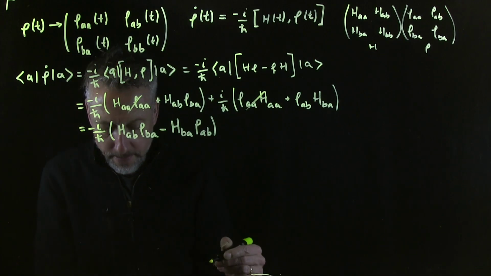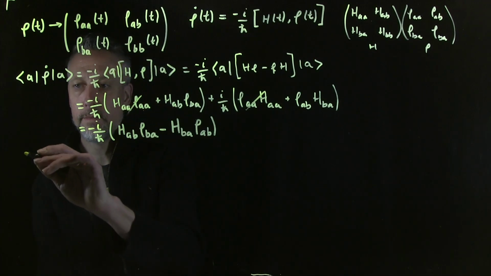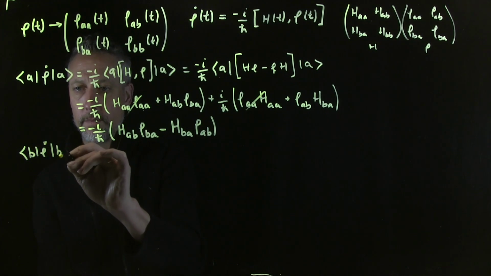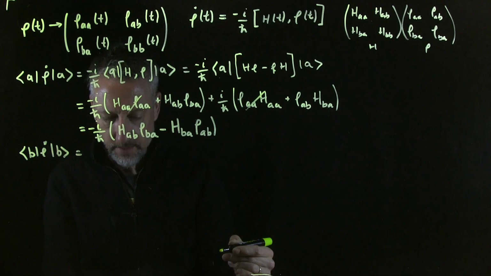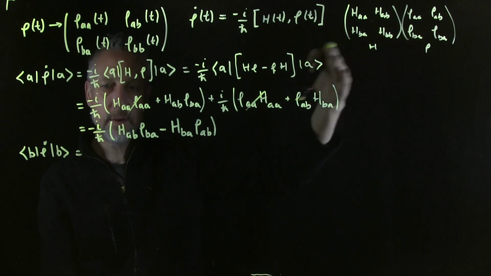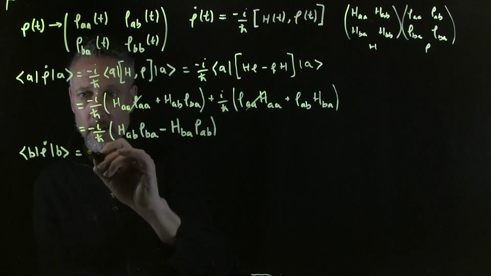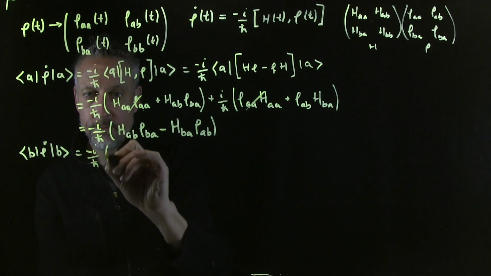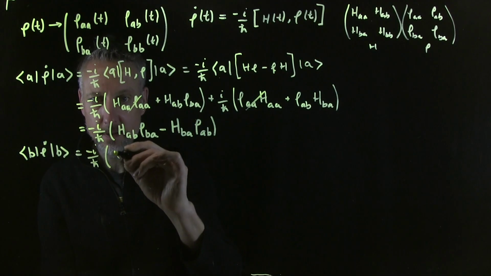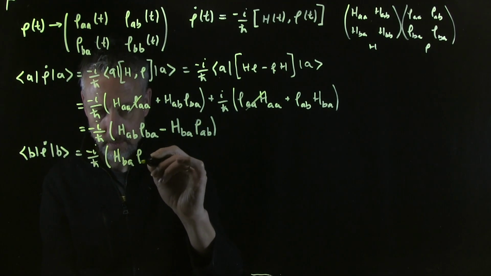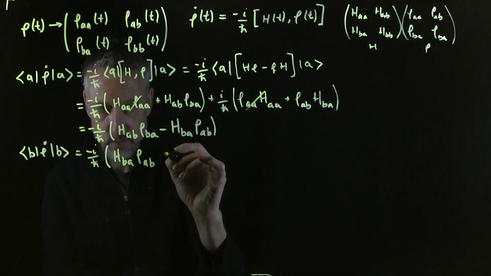The next one is very similar, rho BB dot, of course. And I'm just going to write these answers down. You do it exactly the same way. Just look, now we're looking at the BB element, so it'll be the bottom right element, minus i over h bar. As you can imagine, there'll be a lot of symmetry. You can almost just swap all the letters. Rho AB. I think you can, in fact, exactly swap all the letters.